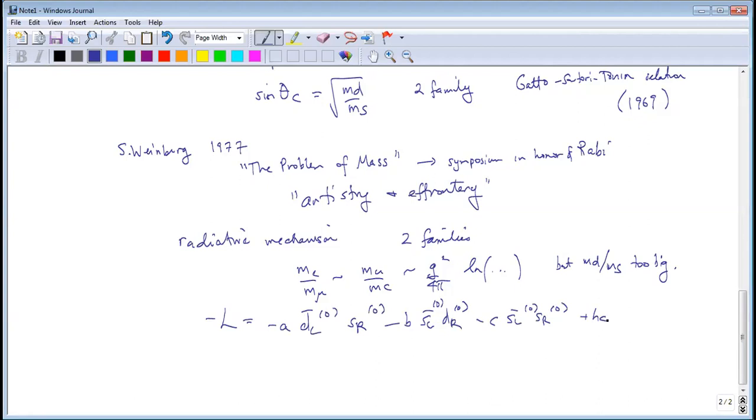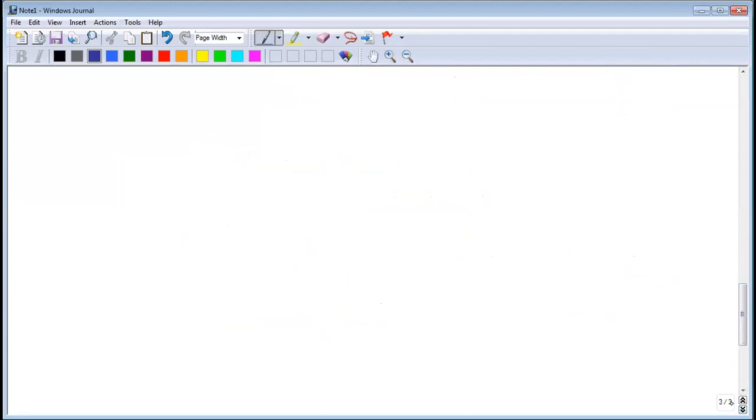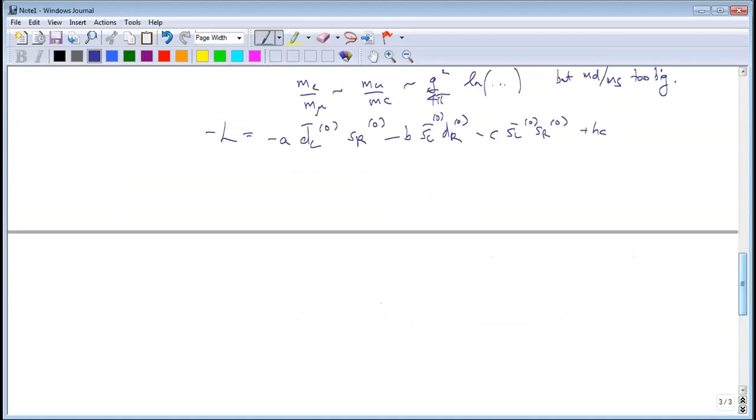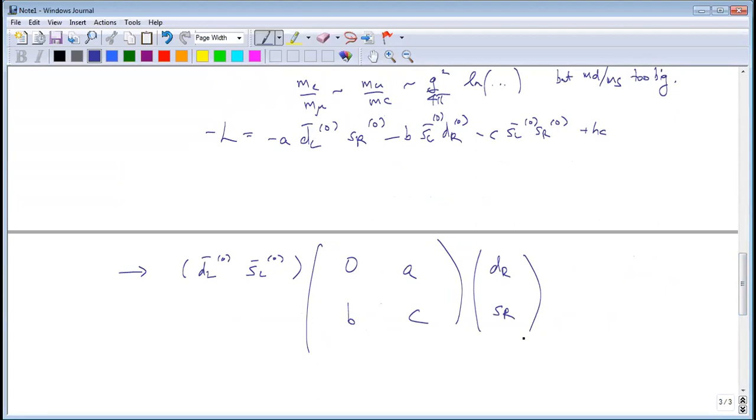Okay. His statement, which is perfectly correct, is you can always perform unitary transformations on your fields to eliminate the coupling d_L^0 bar d_R^0. So what we then have is a mass matrix that sort of looks familiar. And then he aims to diagonalize this matrix.